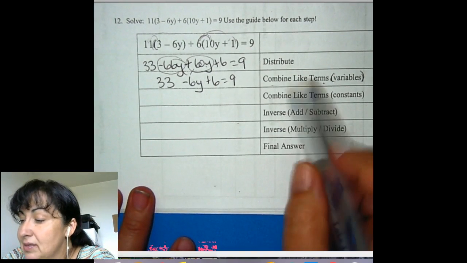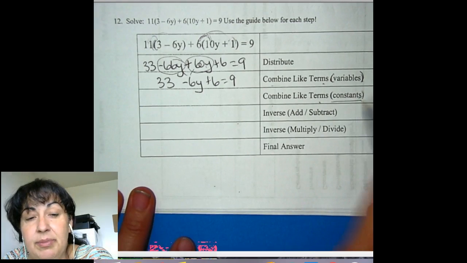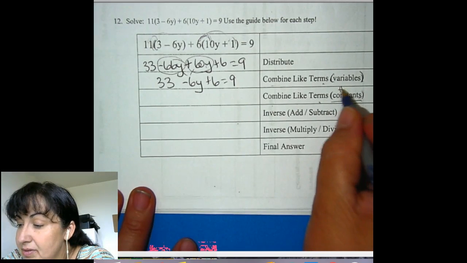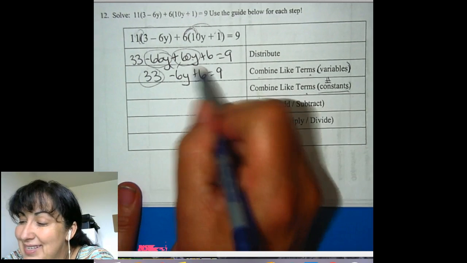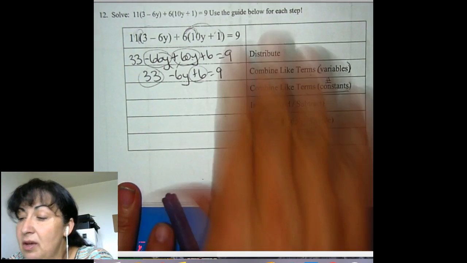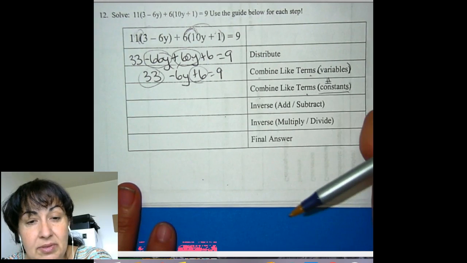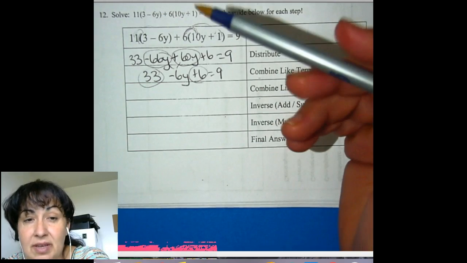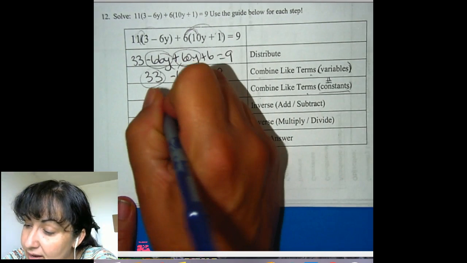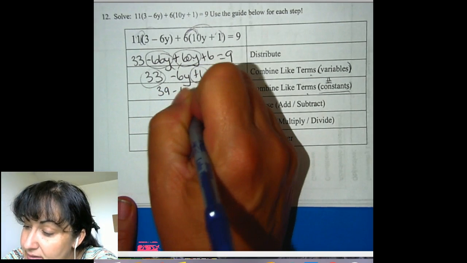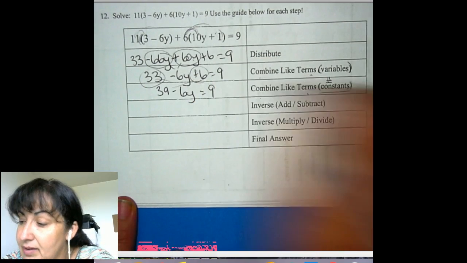The next one says combine like terms, and in parentheses they put constants. And remember, constants are our numbers. Okay, so we have 33 and we have 6 on the same side of the equal sign. We can't add the 9 because the 9 is on the opposite side of the equal sign. We can only combine things that are on the same side. So 33 plus 6 is 39 minus 6y. I still have that. So those two combined together equals 9.